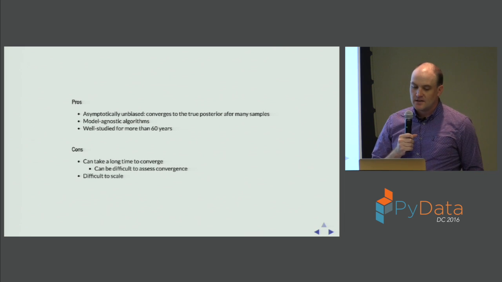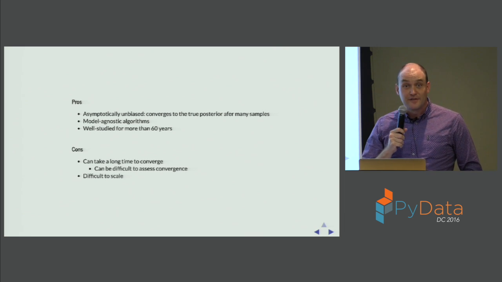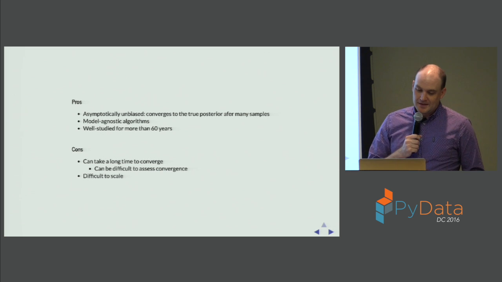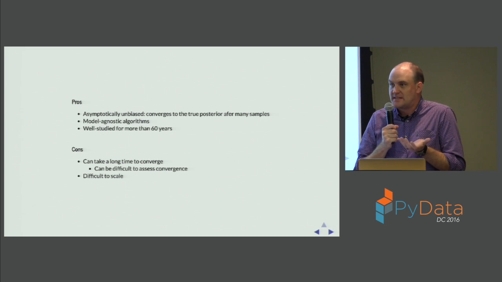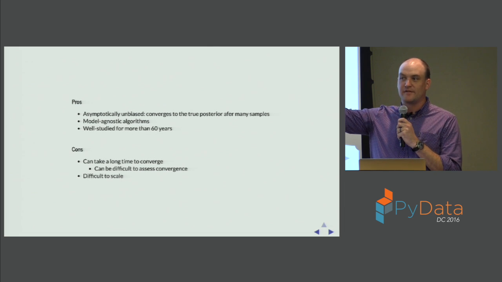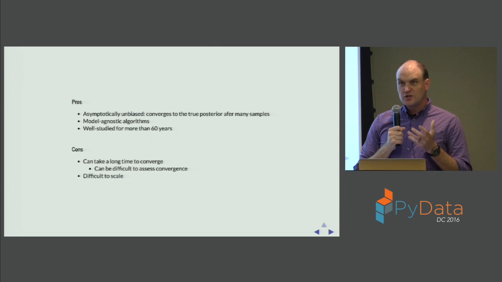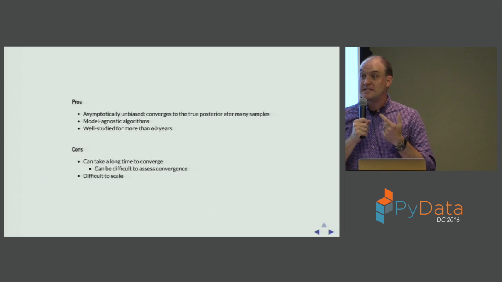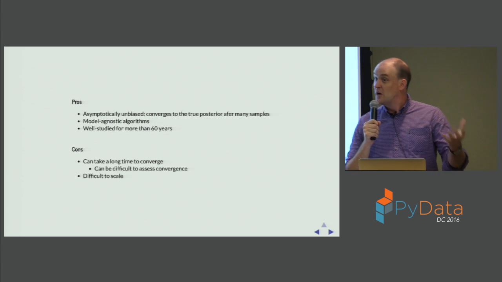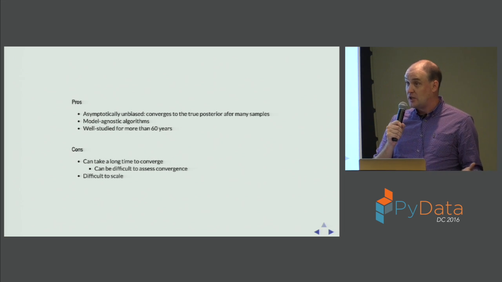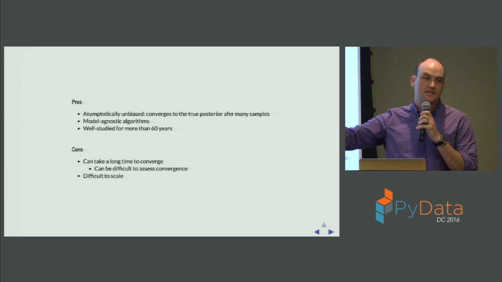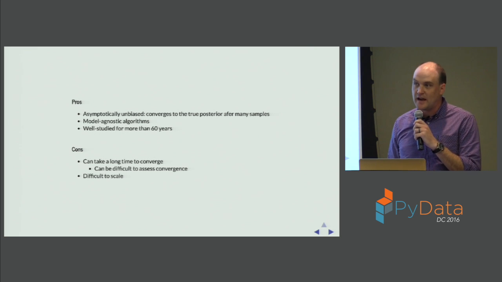What are some of the cons here? It can take a long time to converge, right? Like I said, a long time. And sometimes it can be difficult to assess convergence because you don't know what you're supposed to be converging to, right? And also it can be difficult to scale. It can be difficult to parallelize. You can't just throw this thing out on a Spark cluster and expect it to give you the right results. You need to synchronize too often. There's a lot of overhead here.